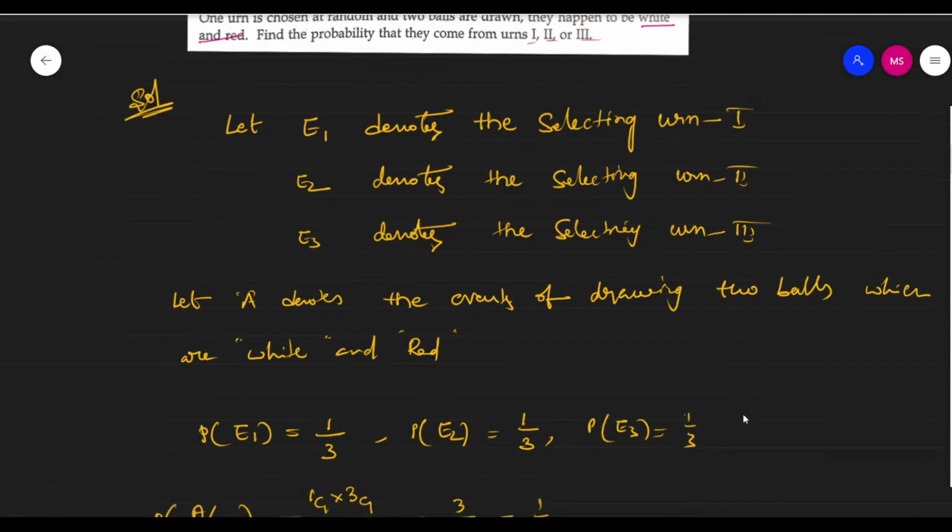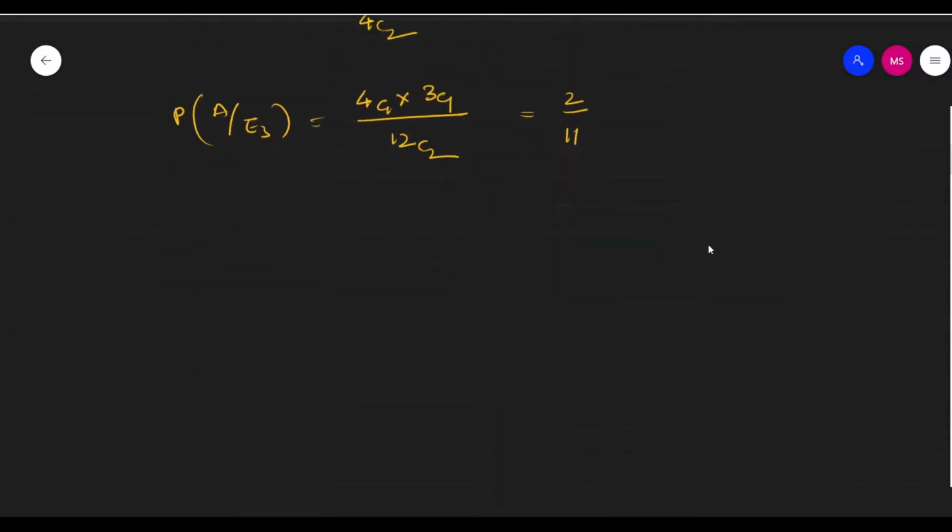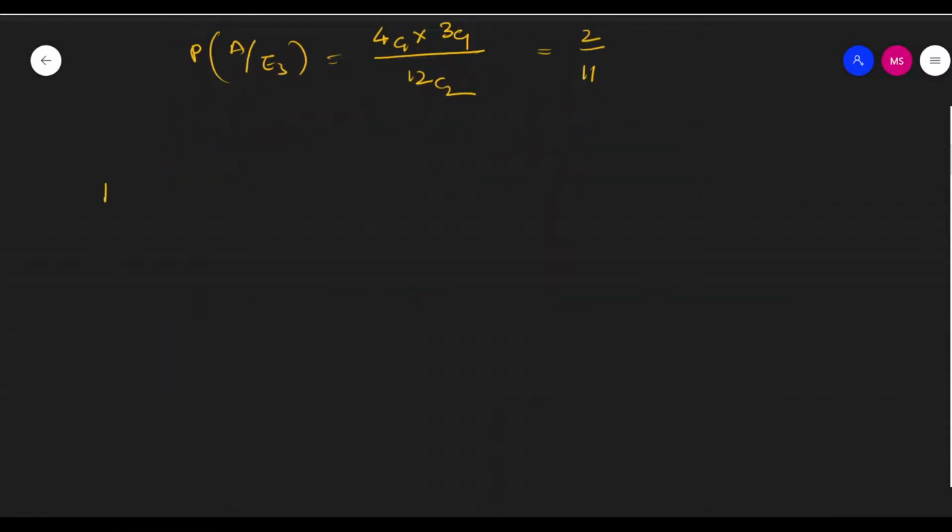It's a very simple concept. So 4C1 into 3C1 divided by 12C2. Okay, and on simplification, the answer is 2 by 11. Right. So now we have to calculate P of A.